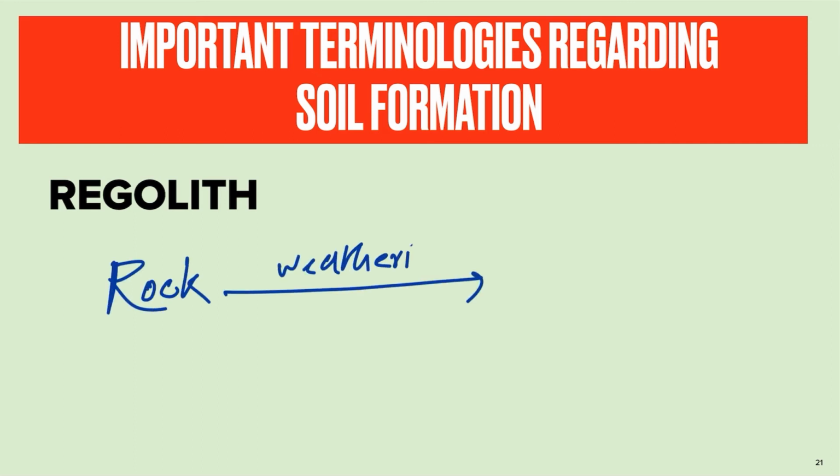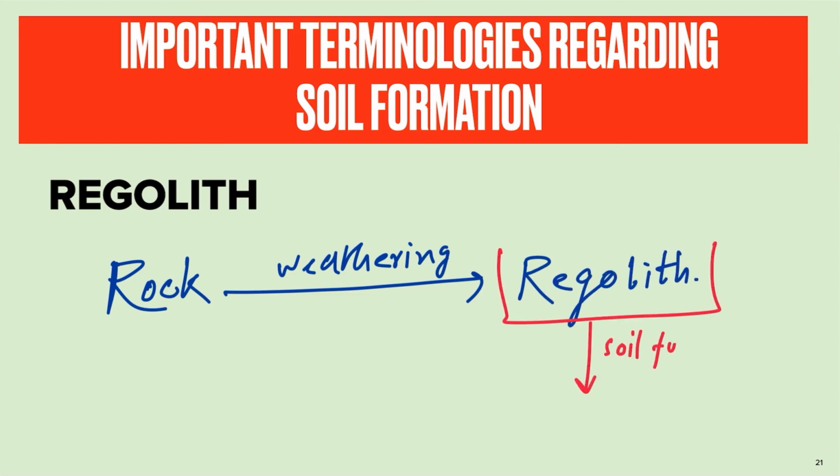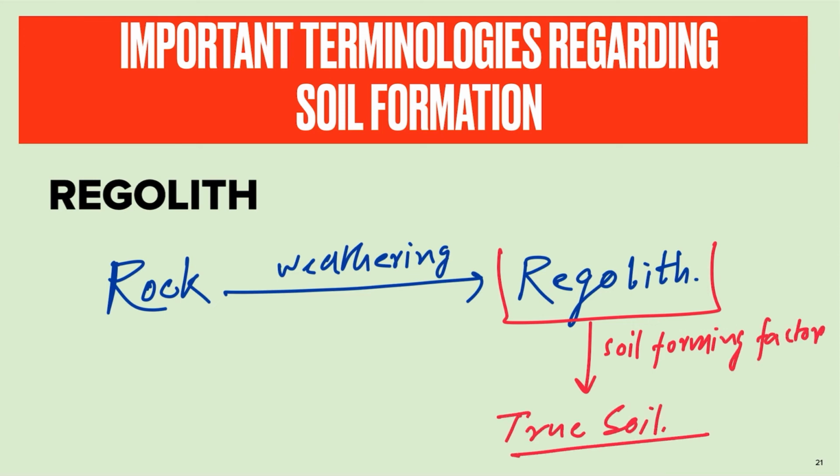First is the regolith. What is the difference between the regolith and the true soil? We know that rock after weathering forms some particles that are called regolith, and that regolith will convert into true soil under the influence of soil forming factors. So you have to remember that the rock first gets weathered, and the product produced is called regolith. And when soil forming factors work on that regolith, it is converted into true soil. So this is the definition of regolith. You can describe it in your own language.